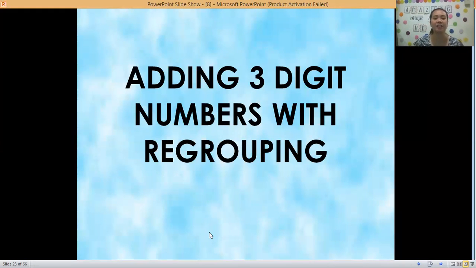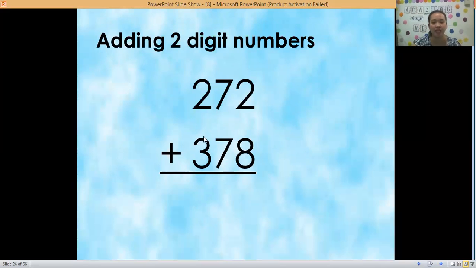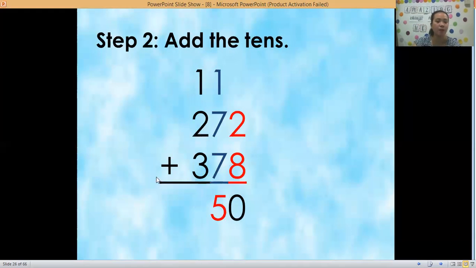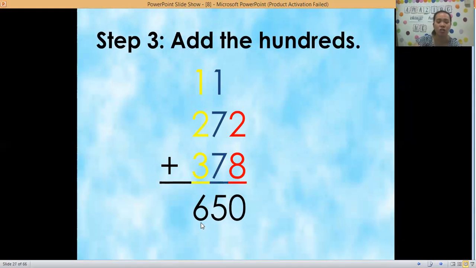Now, we're going to add 3-digit numbers with regrouping. We will carry again. Okay, 272 plus 378. Step number 1, add the ones. 2 plus 8 equals 10. 0 will be here. Carry 1. Step number 2, 1 plus 7 equals 8. 8 plus 7 equals 15. Carry 1. Then 1 plus 2 equals 3. 3 plus 3 equals 6. So the answer is 650.